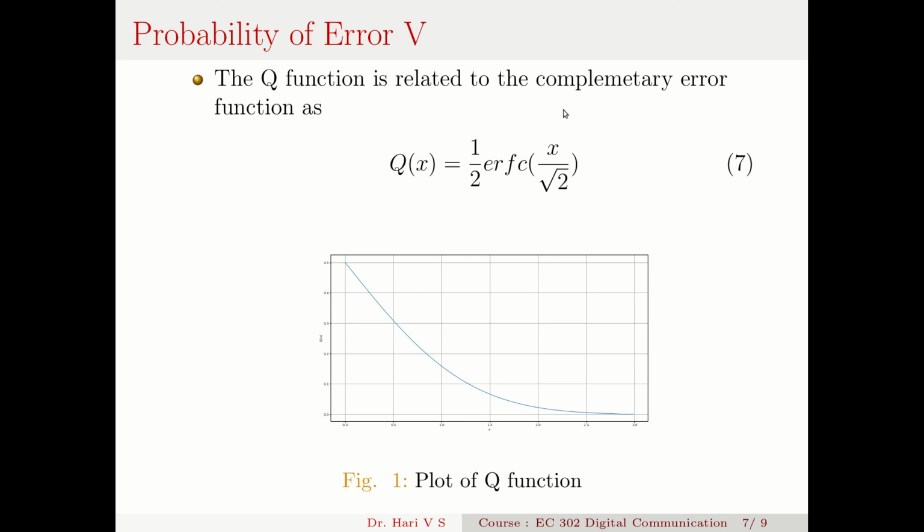Now the Q function is related to another function called the complementary error function. Q of x is half of erfc of x by root 2. And this is a plot of the Q function for x from 0 to 3. The maximum value is at 0, where the value is 0.5. It goes from 1 to 0, because this Q function is actually a probability value.